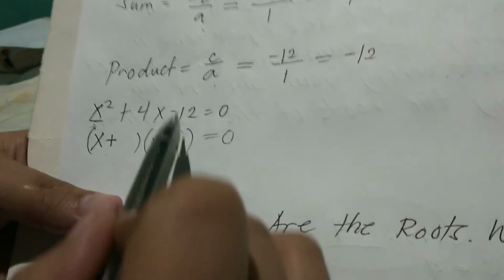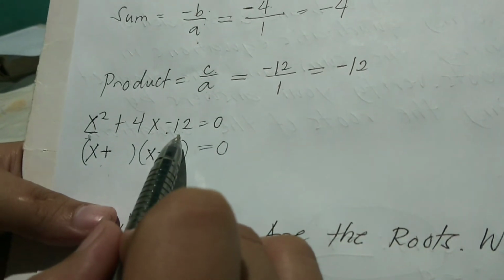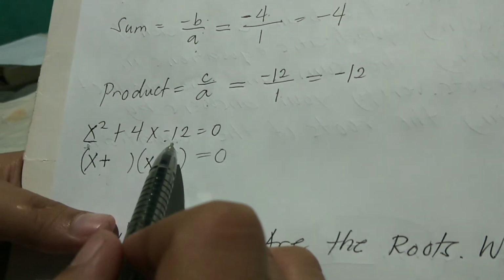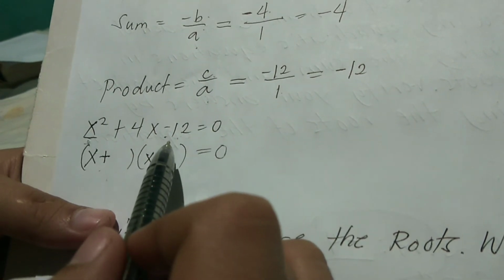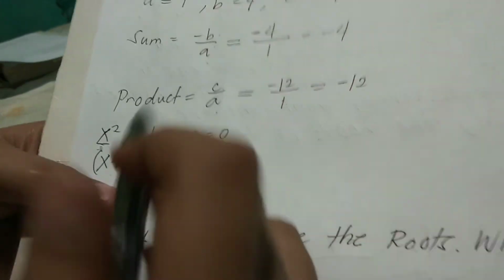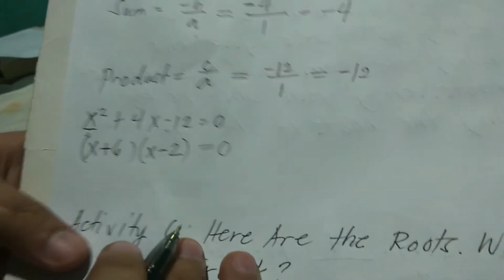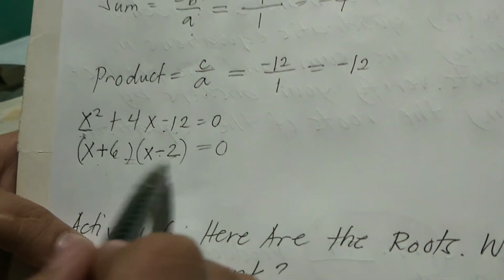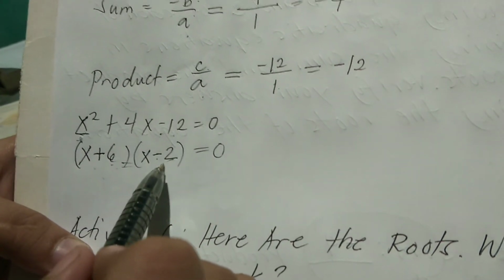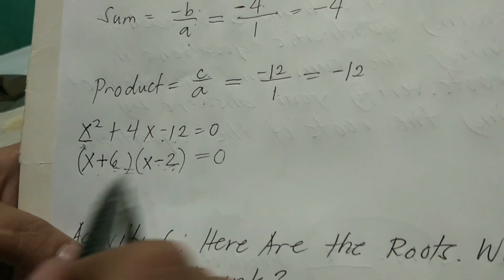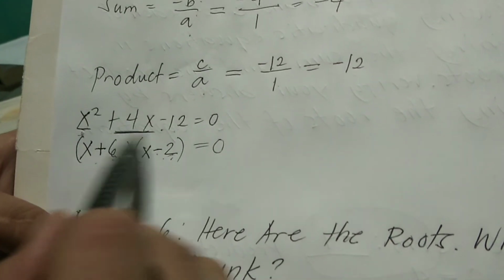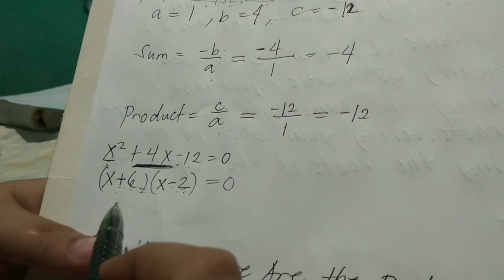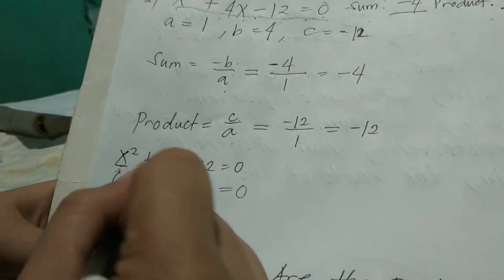Positive and negative. And then, find the factors of negative 12. Here, the factors are negative 2 and positive 6. Positive 6 and negative 2. But the 6 is positive, because when we subtract positive 6 and negative 2, 6 minus 2 is 4. Follow the sign of the second term, which is positive, so the bigger value should be positive. And then, solve.